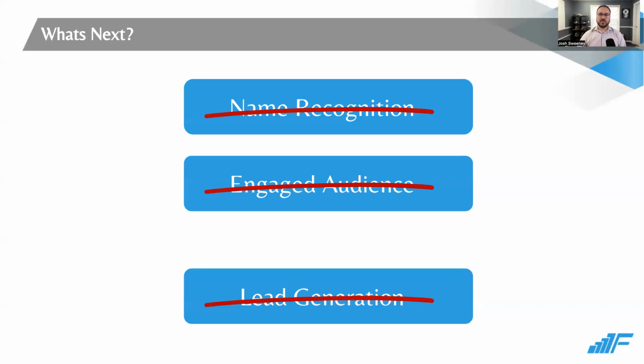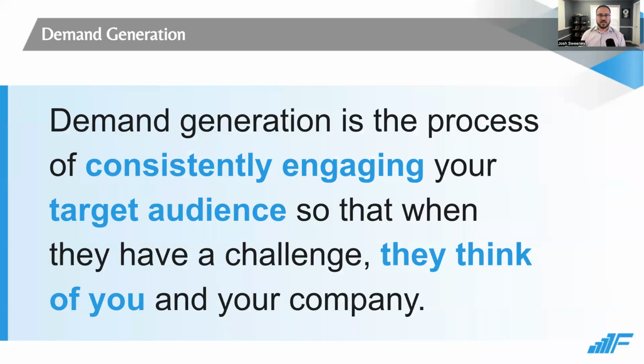All right, so we've gone through the lead generation portion of why lead generation usually doesn't work in a small business environment. You need that engaged audience, you need name recognition so that when you do outreach, they already recognize you. But if you don't have that, what are you going to do? Demand generation is the process of consistently engaging your target audience so that when they have a challenge, they think of you and your company. And demand generation helps you build that name recognition and helps you create an engaged audience that you can now go out and work on selling into.